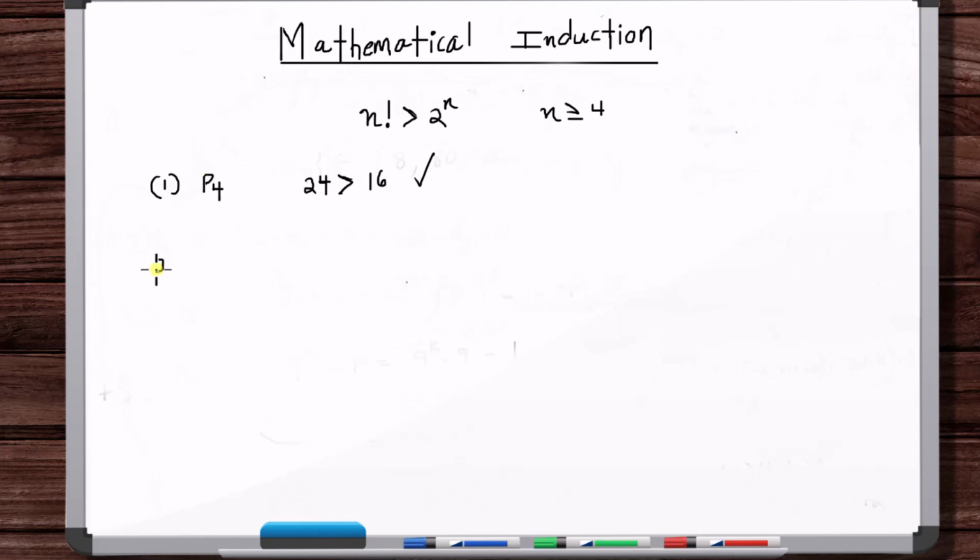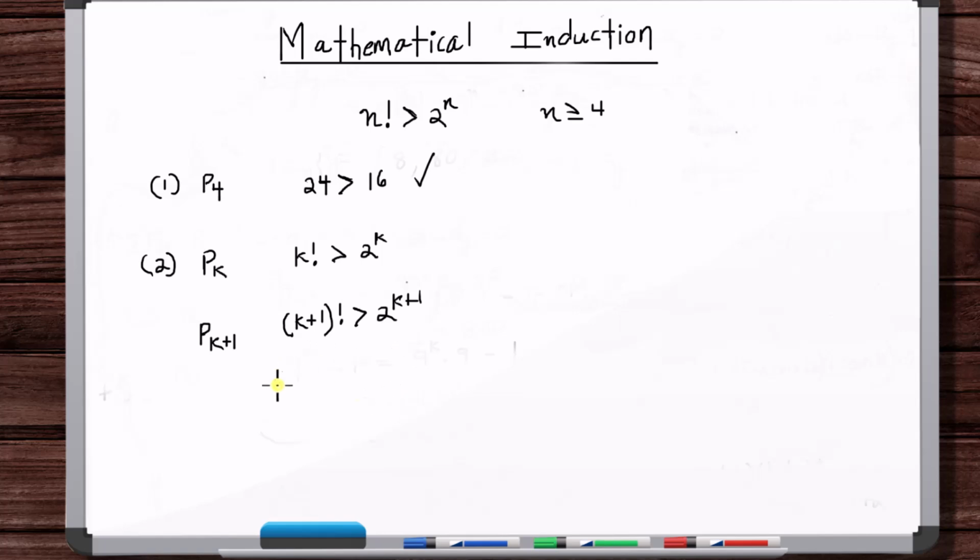So now let's assume that p of k is true, meaning that k factorial is greater than 2 to the k. Then, with that assumption, let's prove that p of k plus 1 is true: k plus 1 factorial is greater than 2 to the k plus 1 power.